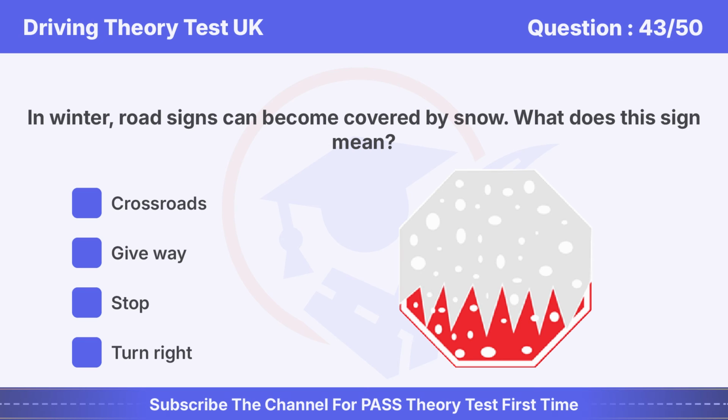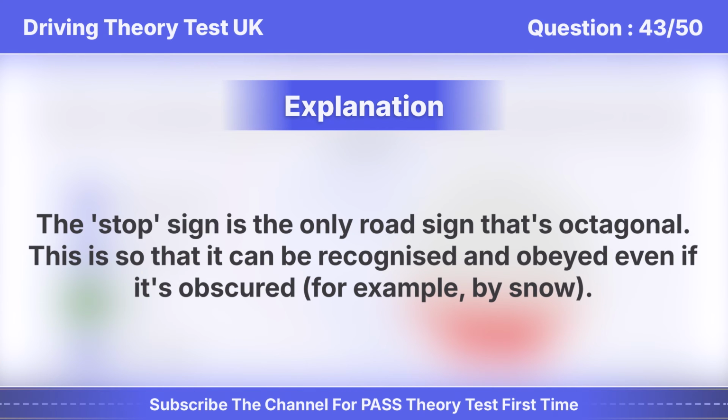Question 43. In winter, road signs can become covered by snow. What does this sign mean? Answer is C. Stop. The stop sign is the only road sign that's octagonal. This is so that it can be recognized and obeyed even if it's obscured, for example, by snow.